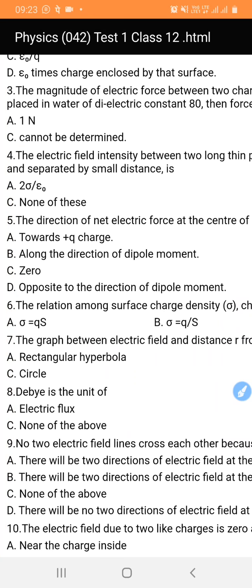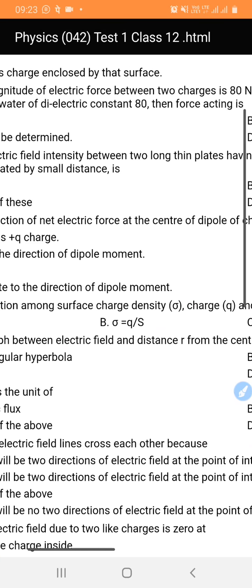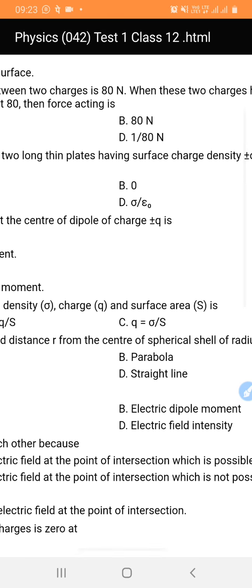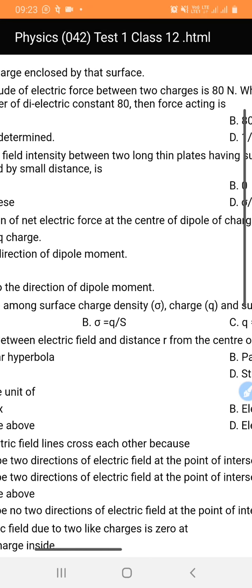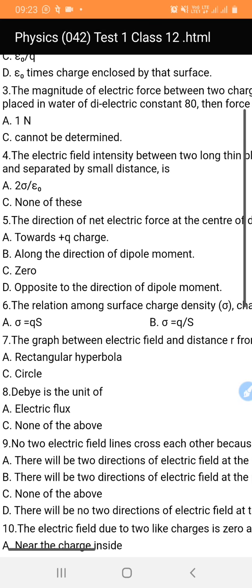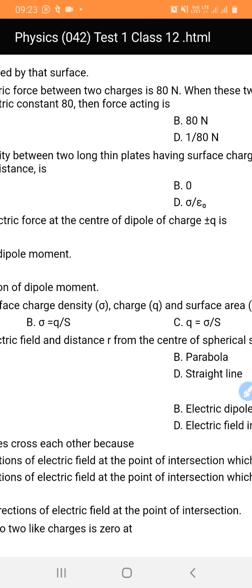The graph between electric field intensity and distance r from the center of a spherical shell of radius R, when r is greater than or equal to R, is what? It is asking the shape. What is the shape of the graph? A, rectangular hyperbola; B, parabola; C, circle; D, straight line. So what will be the answer?